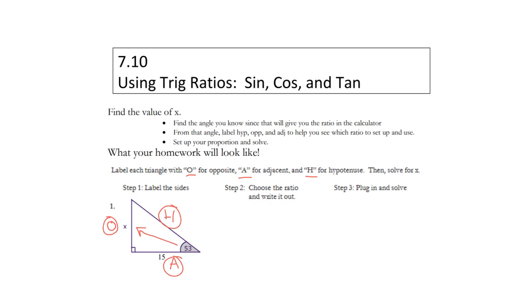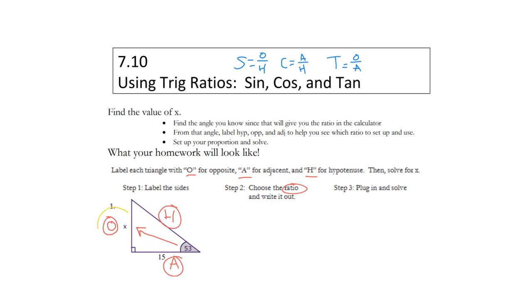So now what we want to do is choose the ratio that we want to use. Is it sine, cosine, or tangent? Let's remember a mnemonic device that can help us. Remember that sine is opposite over hypotenuse, so S-O-H. Cosine is adjacent side over hypotenuse, so we can say CAH. And then tangent is the opposite side over the adjacent side, so TOA. So SOH CAH TOA.